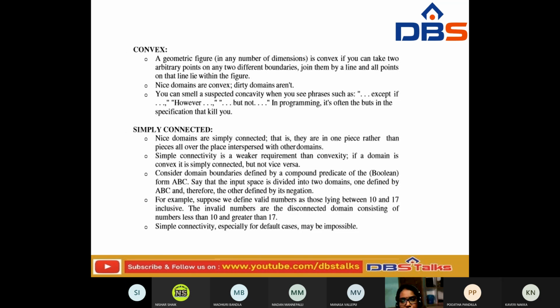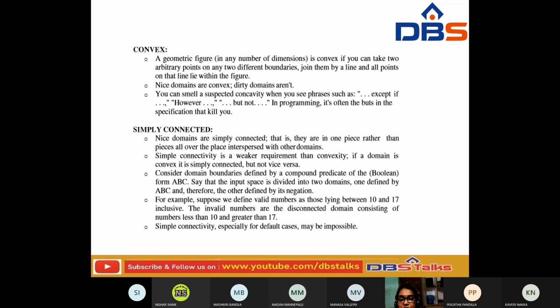A geometric figure is convex if you can take two arbitrary points on any two different boundaries, join them by a line, and all the points on that line lie within the figure. So the nice domains are convex, and dirty domains are not convex. Whenever we see a nice domain, we can simply say it is convex. So you can smell a suspected convexity.